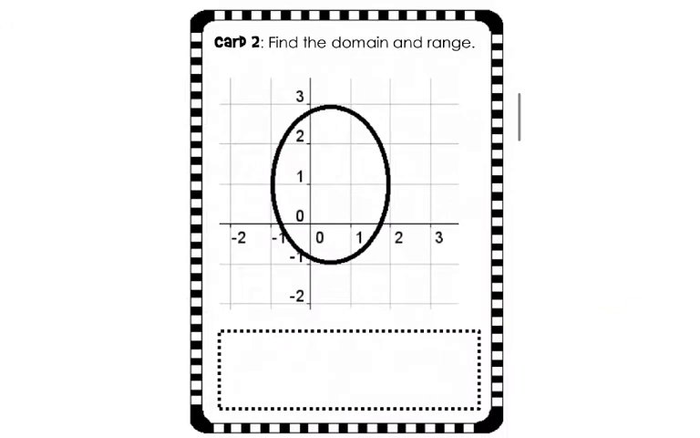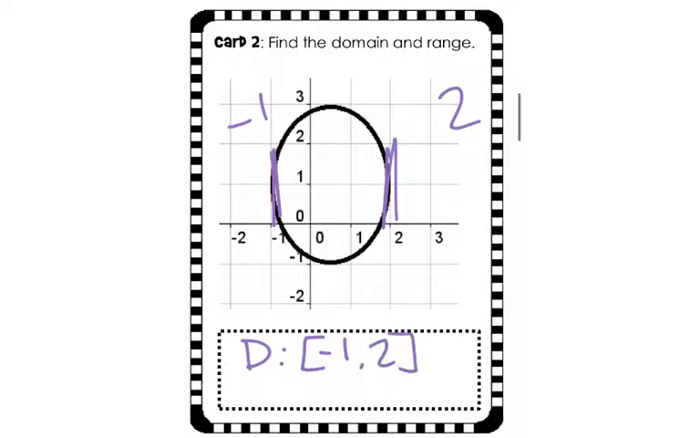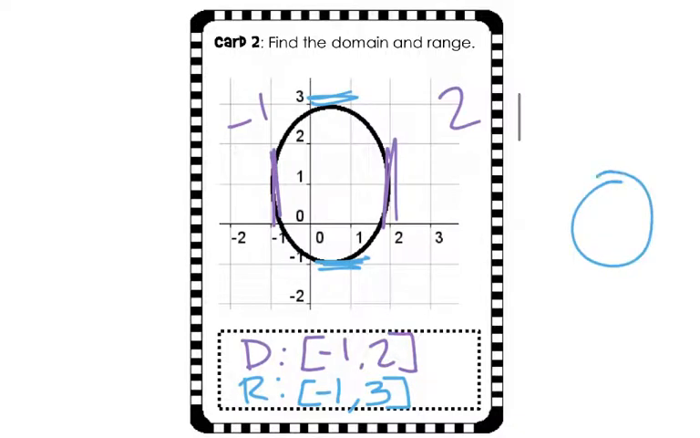Alright, card 2, kind of the same thing. Domain is how far left and right you go. So the leftmost x-coordinate is negative 1. The rightmost x-coordinate is 2. So domain is going to be from negative 1 to 2, from left to right. And then range is how far below it goes and how far up it goes. And you always write it from bottom to top. So the lowest y coordinate it goes to is negative 1, and the highest y coordinate it goes to is 3. This one goes with O. Card 2 is O.